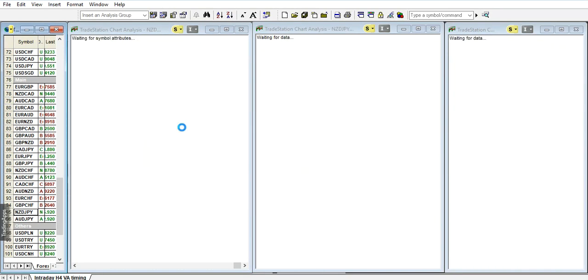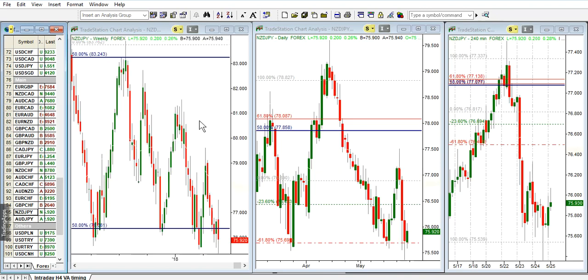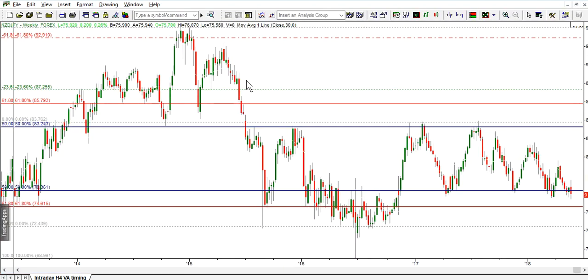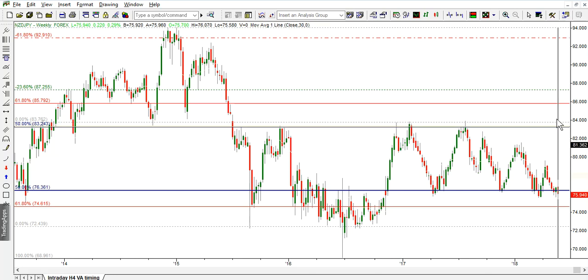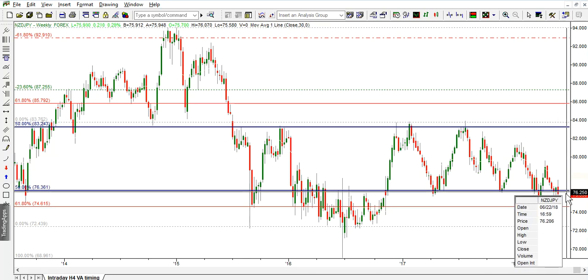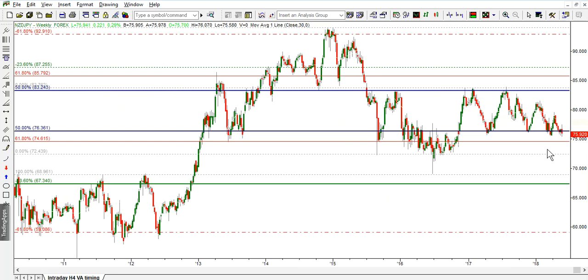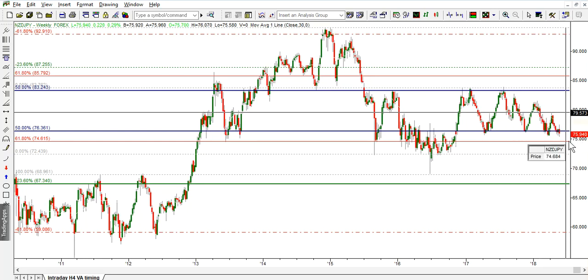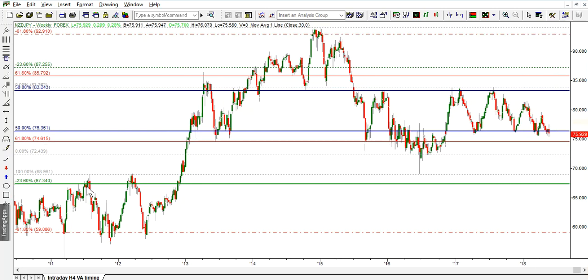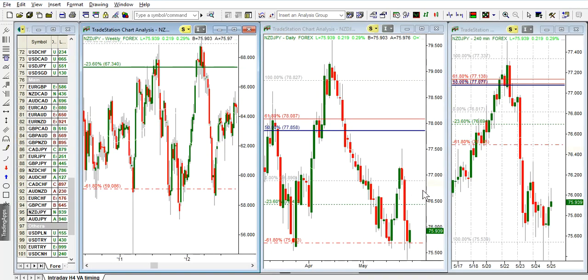New Zealand dollar, Japanese yen. Weakness here, and it's trading still within this channel. So if we get participation higher here, we could revisit the 50% long. But you know, this market has been trading lower lows and lower highs. If it breaks the 74.61, 67.34 is in the cards, and that's what we could see in these markets.